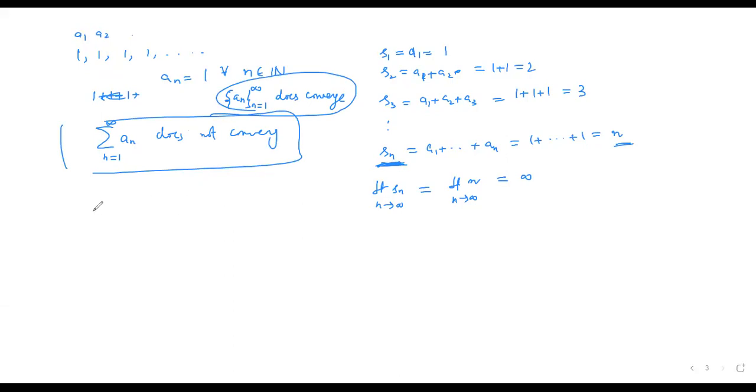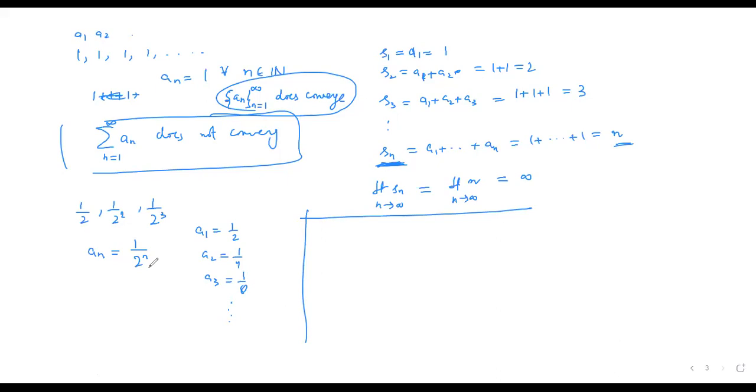Similarly, I can think of another example, like the harmonic or geometric series we took. Suppose I have the sequence 1/2, 1/2 square and 1/2 cube. I mean my a_n is 1/2 raised to power n. My first term is a1 is equal to 1/2, then a2 is 1/4, a3 is equal to 1/8, and so on and so forth, right? Then I want to see the series, of course this converges, right?